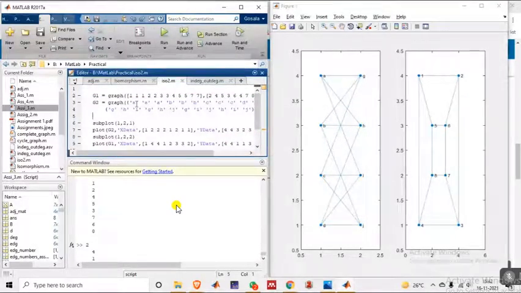In that also, A is connected to G, H and I. So A is connected to G, A is connected to H, A is connected to I. That means there is an edge between AG, AH and AI. That's how it has come.